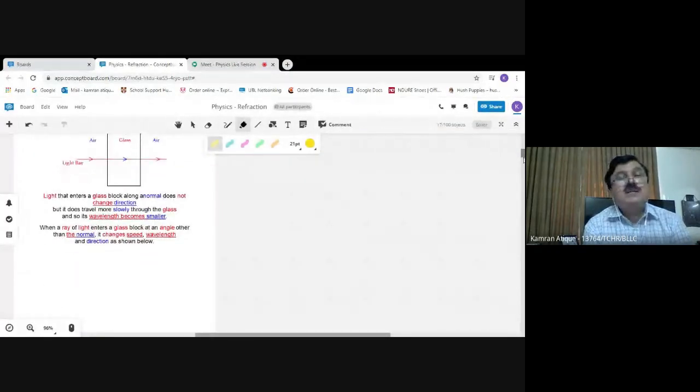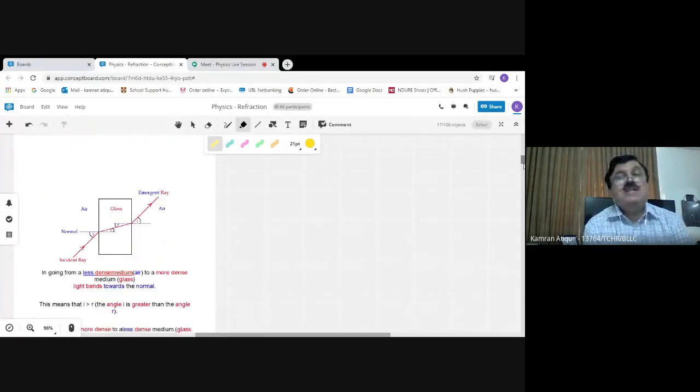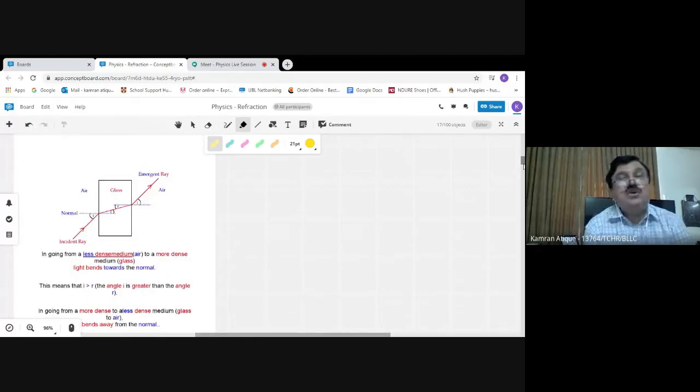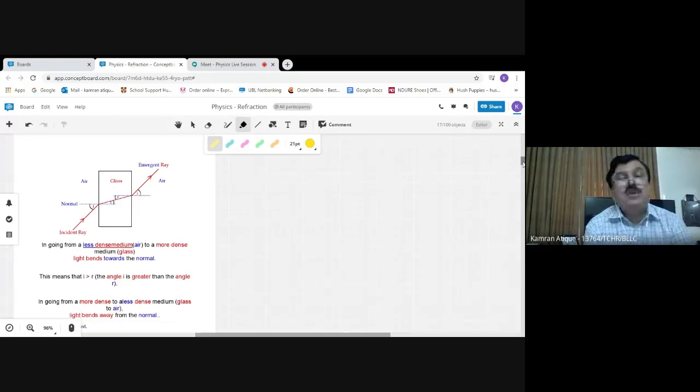In this case, the angle of incidence was zero, so no change of direction has happened. In this case, the angle of incidence is not equal to zero, so we can clearly see the bending towards the normal when light has entered from air into glass. And when light has entered from glass into air, it bends away from the normal.